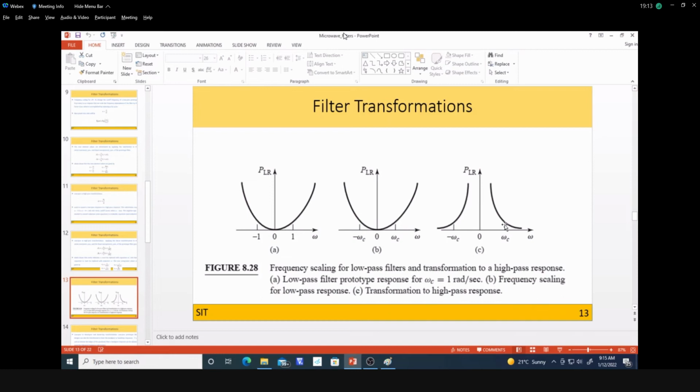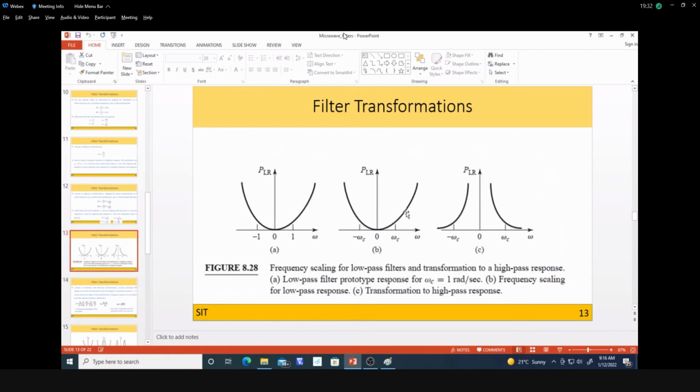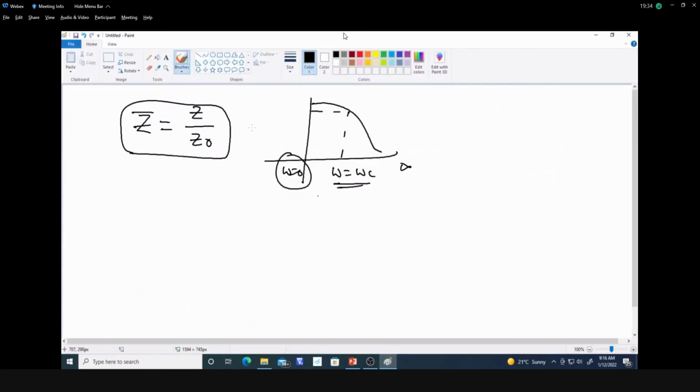Similarly, you can convert low pass to band pass transformation, and also band stop. Now we will see how we can convert low pass to band pass or band stop transformation. But before that, we'll just see one problem, how we can get the filter design, any of that filter design.